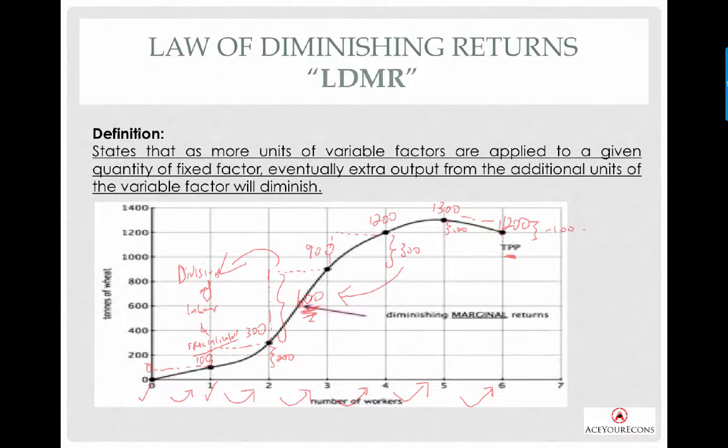So you realize that initially your output grows at an increasing rate. But now, let's look here. Beyond the third worker, you realize that when you hire the fourth worker, the growth in your harvest is going to be lesser than what you initially experienced. Initially when you hire the third worker, you have 600 units more of output. But now when you hire the fourth worker, the growth is only 300 units. And why is this so? This is because your diminishing return has started to come into the picture.